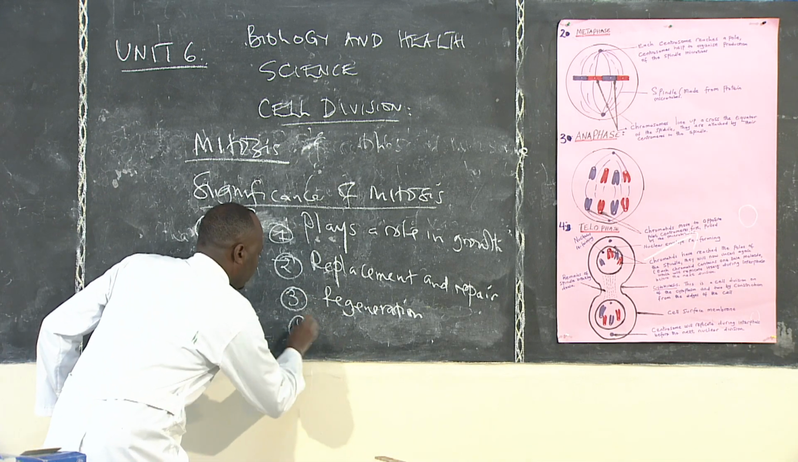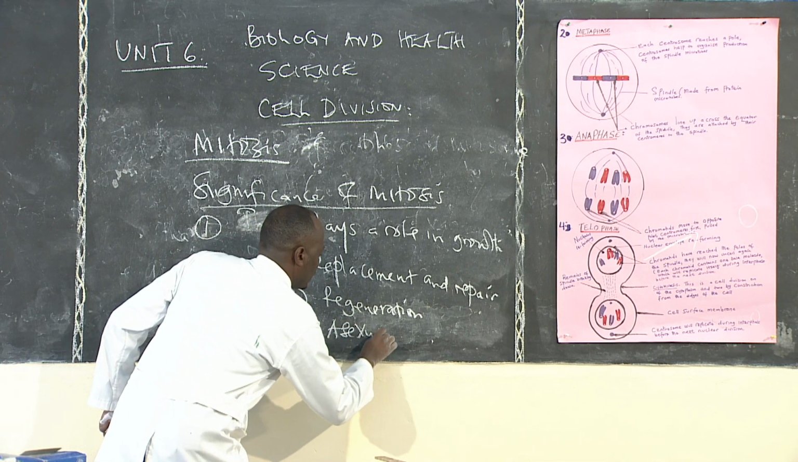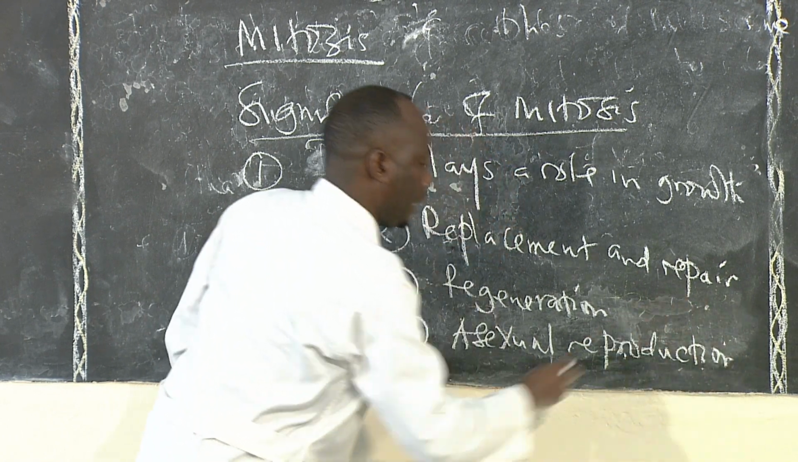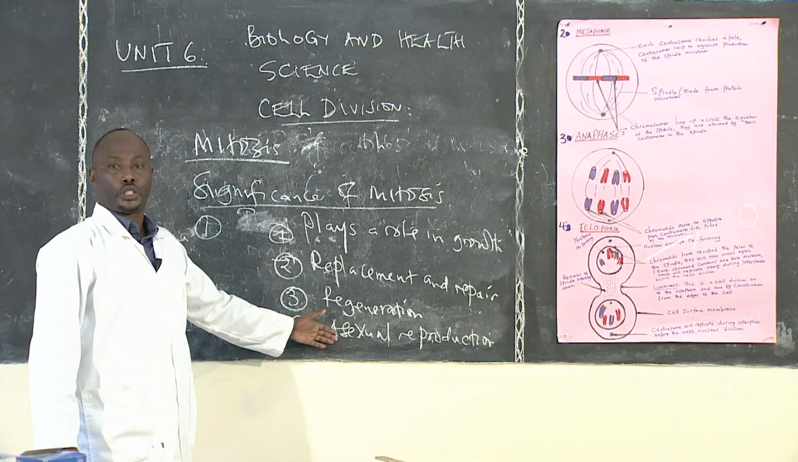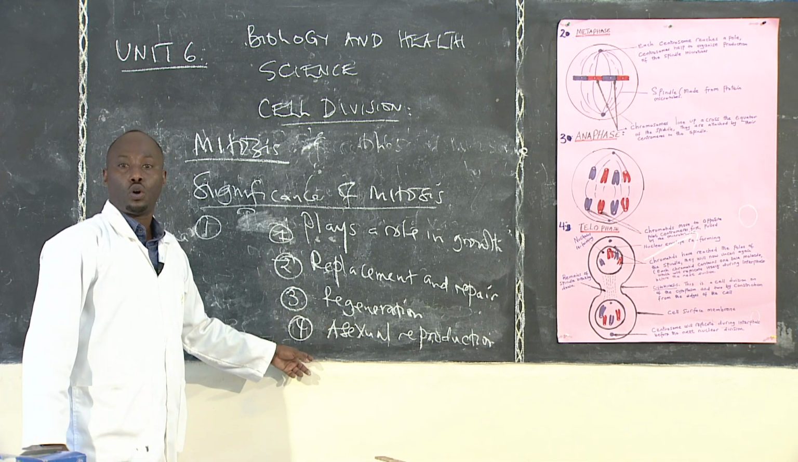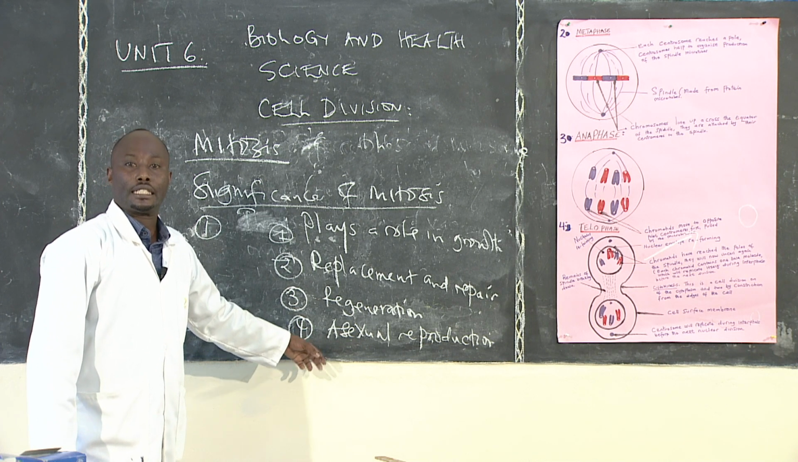Number four, I can talk about asexual reproduction. Some organisms do not reproduce by means of sexual reproduction. They reproduce by asexual reproduction, where they can produce other organisms. You also have to do some research and think about another one, which is called genetic stability.